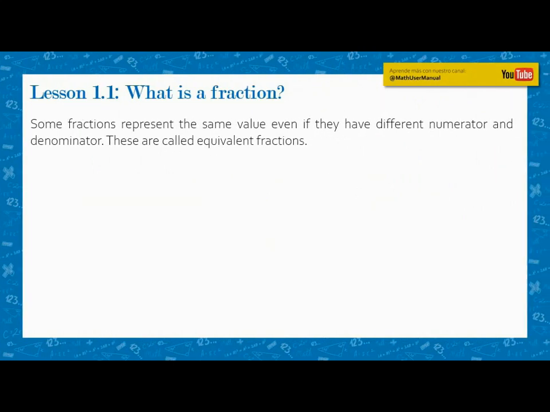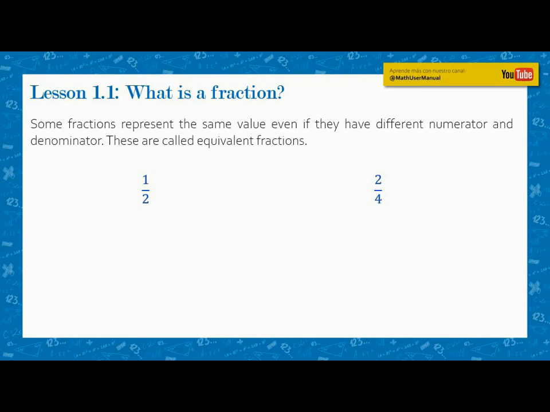Another important aspect of fractions is that some fractions represent the same value, the same proportion, even if they have different numbers, different numerator and denominator. We call them equivalent fractions. But as usual with math, the explanation is easier with graphical content. So let's see it. We have 1 over 2 and 2 over 4. These are 2 fractions, different numbers. The left one has 1 in the numerator and 2 in the denominator. The right one has 2 in the numerator and 4 in the denominator.